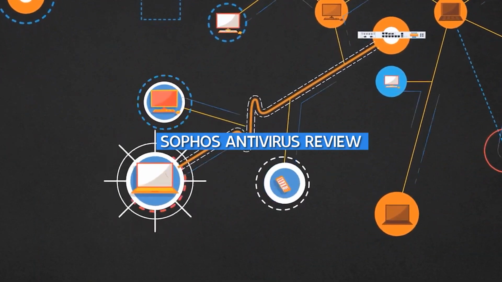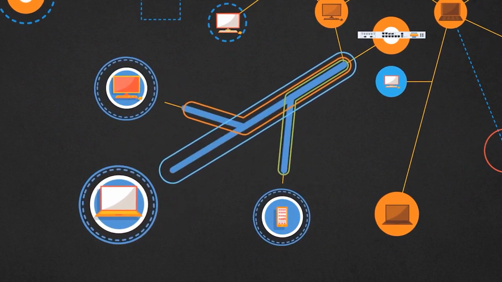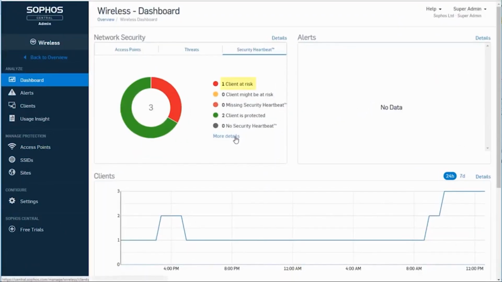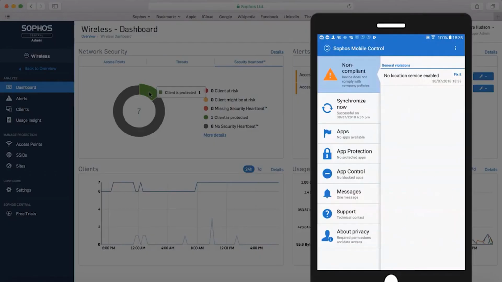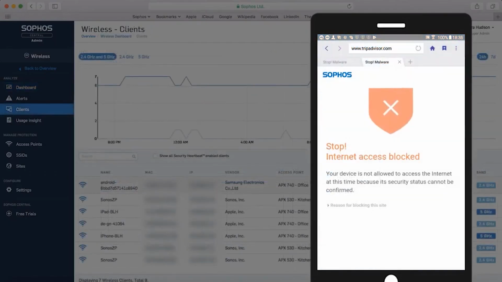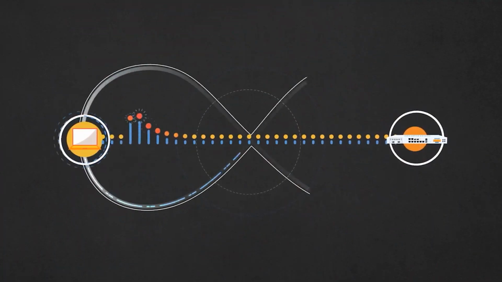In this video, we'll be discussing the features, performance, and overall effectiveness of this antivirus software. Sophos Antivirus is a comprehensive cybersecurity solution that offers protection against various types of cyber threats. It is designed to protect Windows and Mac devices against malware, viruses, and other malicious software.